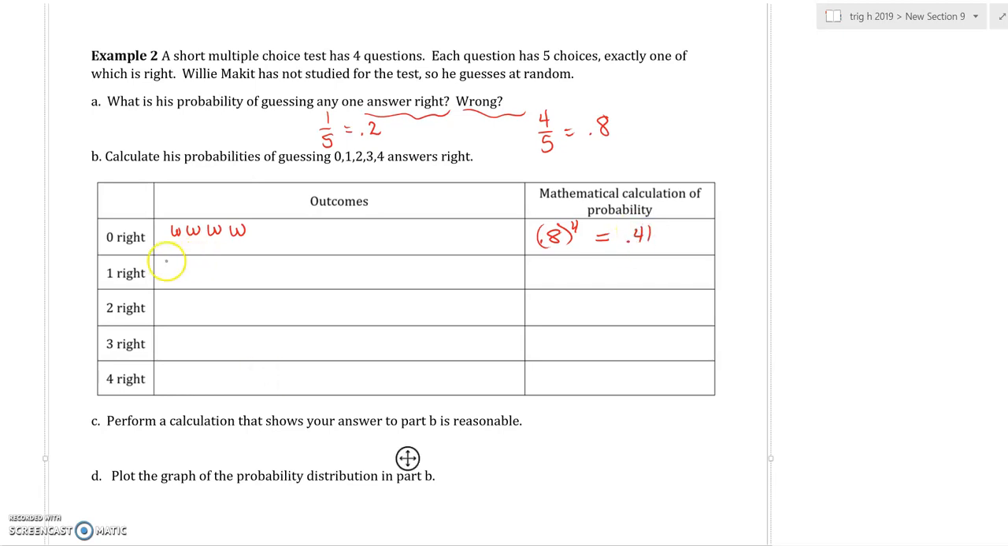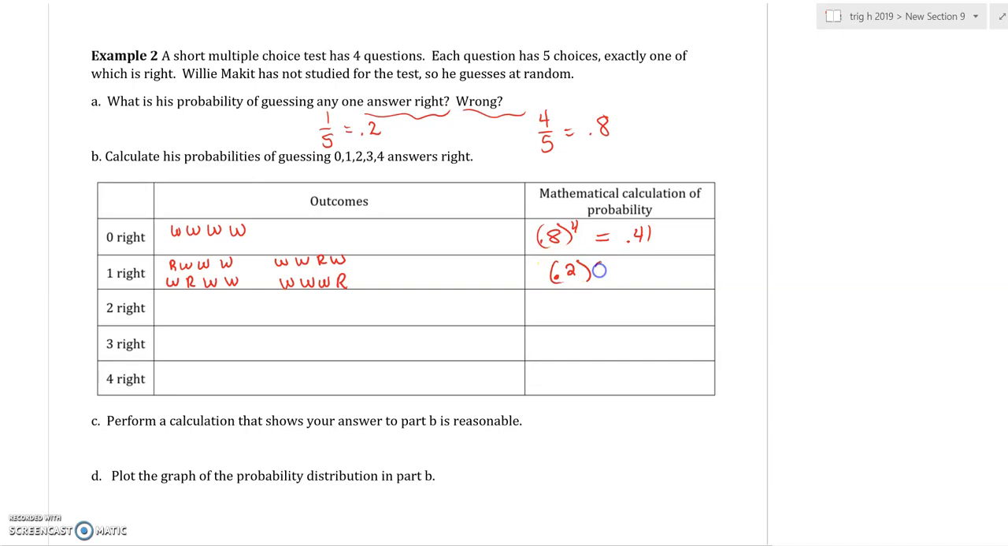If I said 1 right, well, think about it. There are 4 ways, because it could be right, wrong, wrong, wrong. Oh wait, start again. It could be wrong, right, wrong, wrong. It could be wrong, wrong, right, wrong. Or it could be wrong, wrong, wrong, right.